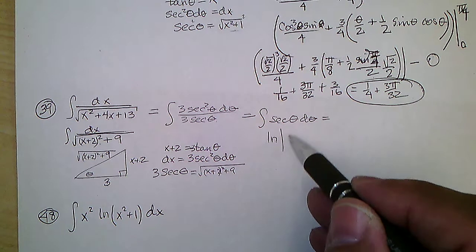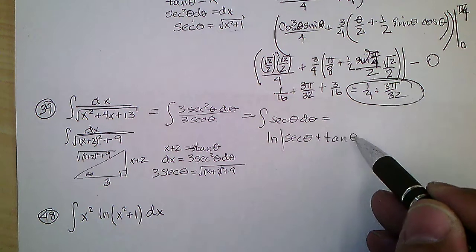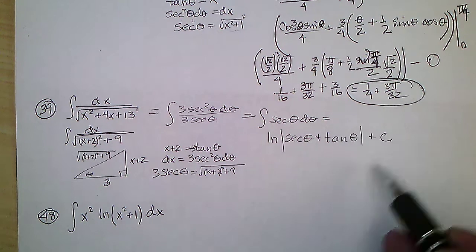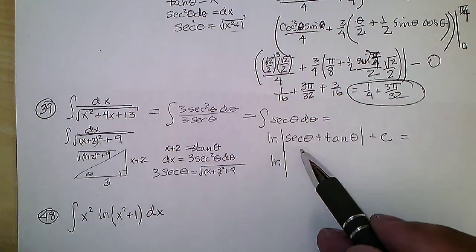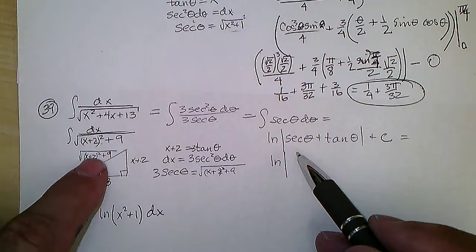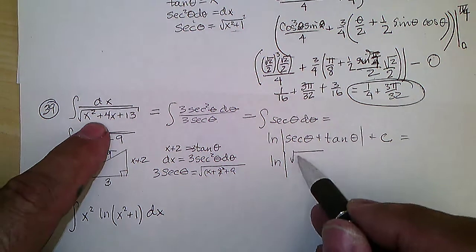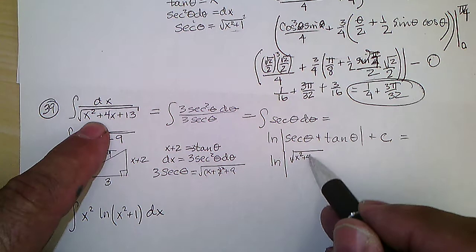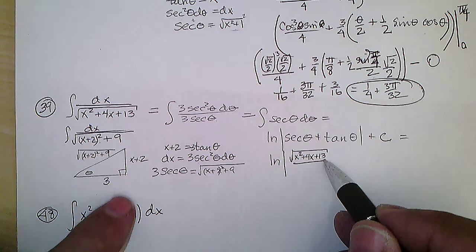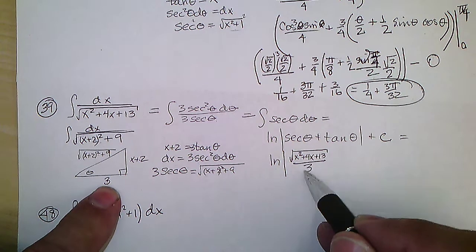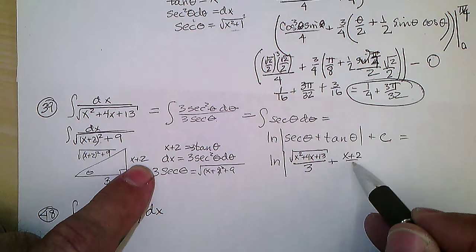ln of secant theta plus tangent theta from the tables, which becomes ln secant is this over that, or the original one, square root of x squared plus 4x plus 13 over 3 plus tangent, which is x plus 2 over 3.